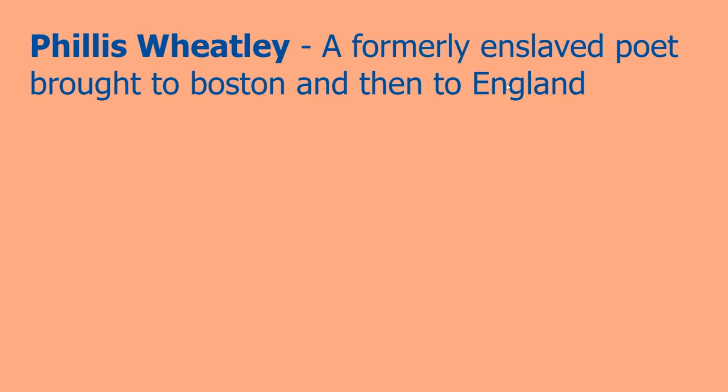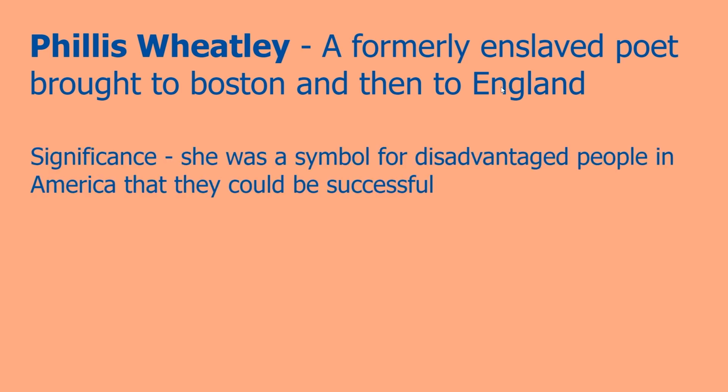Phyllis Wheatley was a formerly enslaved poet brought to Boston and then all the way back to England. She was a symbol for disadvantaged people in America, that they could become successful, but don't get too carried away with this person in essays and short answers, because still the majority of disadvantaged people were not becoming successful.